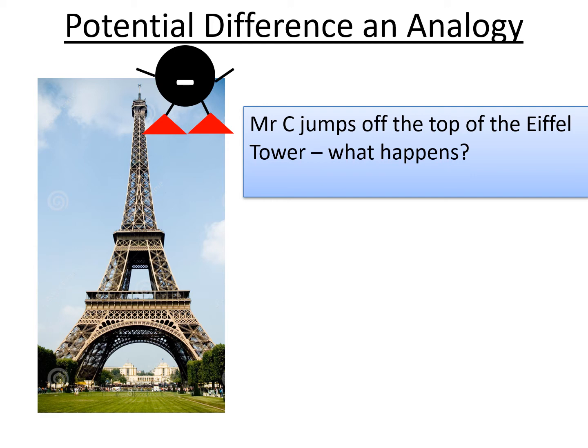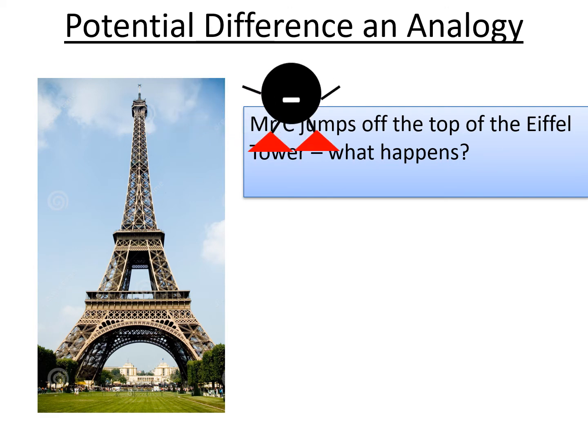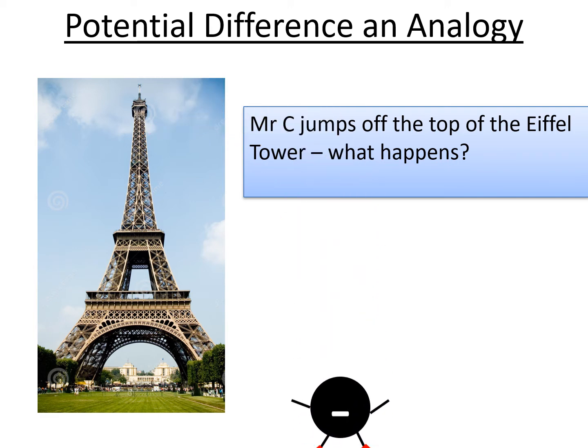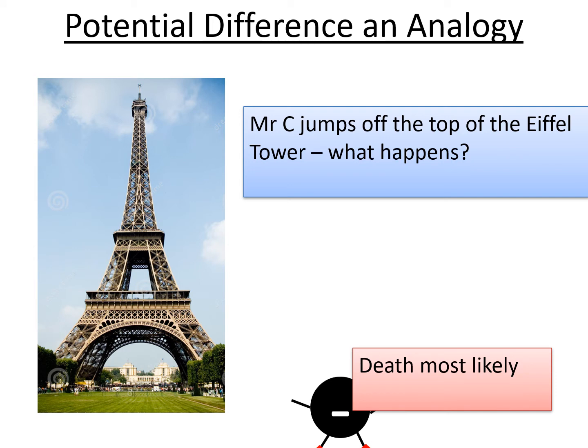Okay, so we can think about the Eiffel Tower, and Mr. C, Mr. Coulomb, jumps off the top of the Eiffel Tower. What happens? Boom, and he most likely will die if he jumps off the top of the Eiffel Tower.